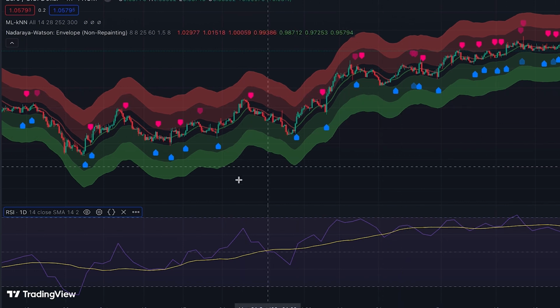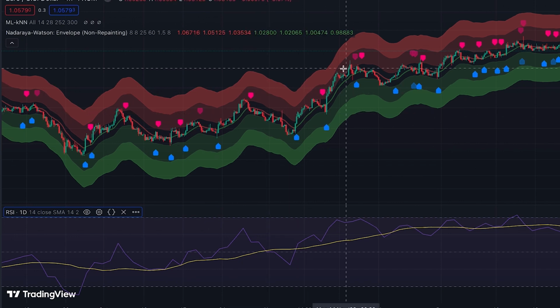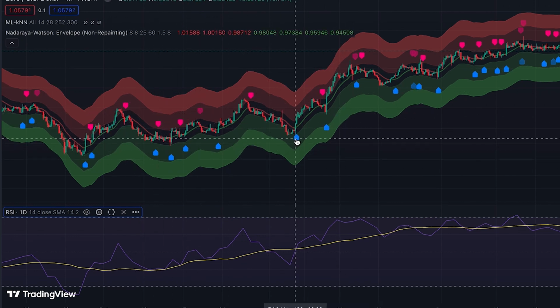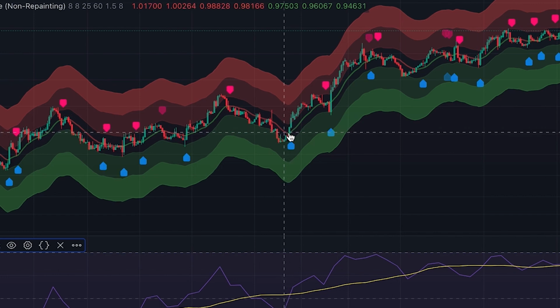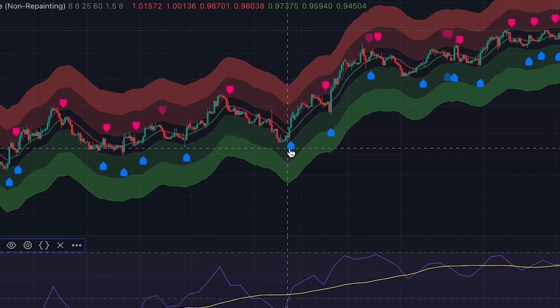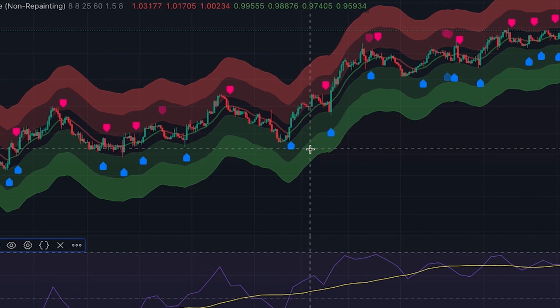If you're familiar with the Nadaraya-Watson envelope, you know that when the price is in an uptrend and reaches this area, it gives us the signal that the price is going to stop and reverse because this is an oversold area. And when we get a color change from this regression line, it confirms advancing of the price.